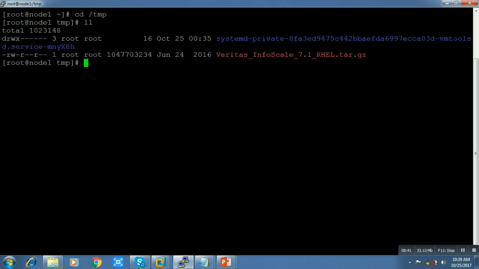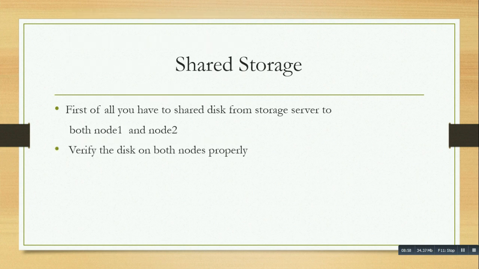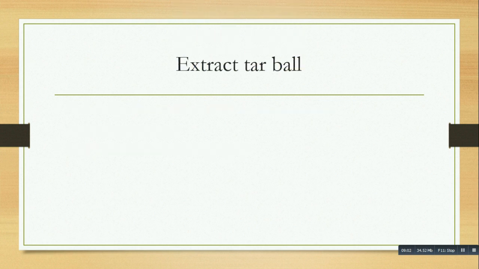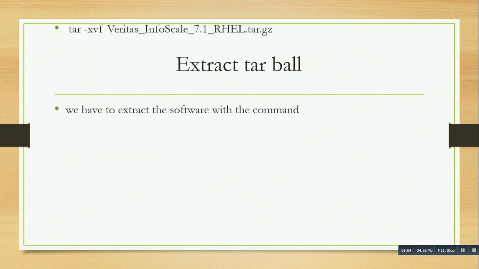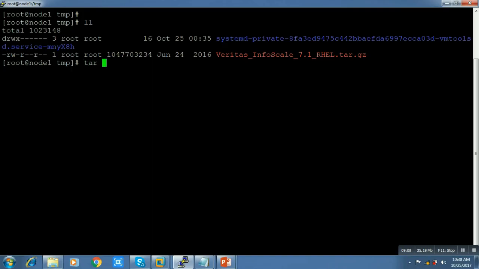Now shared storage, I already showed you. First of all, we have to share this shared disk from the storage server to both node 1 and node 2. Verify the disk on both nodes properly and extract the tarball. We have to extract the tarball with this command. Okay, do that. tar xvf Veritas tarball. It's working now.